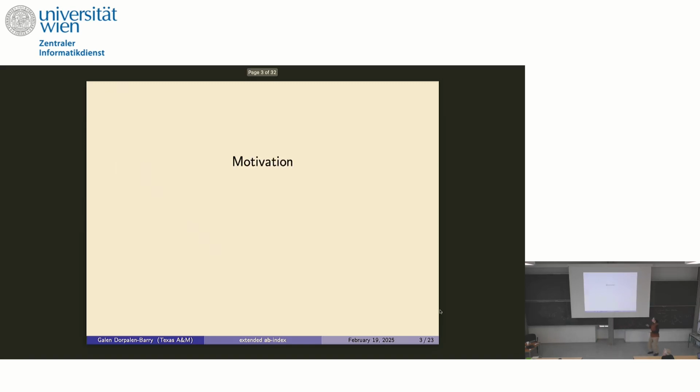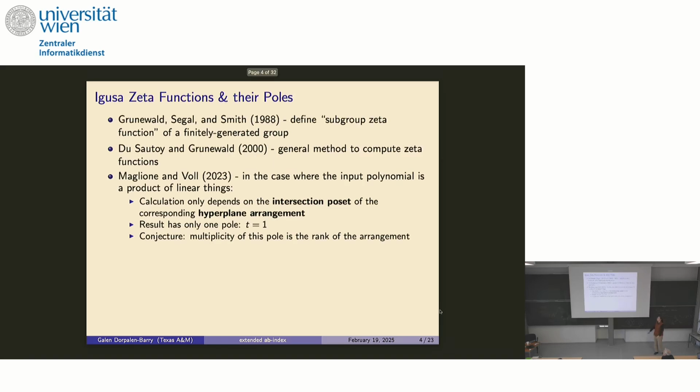So for the motivation section, we're not going to become experts on this particular field, but I want to give you a sense of the kinds of questions that were being asked and the kinds of things that would be a good answer. So in the 80s, these three guys were interested in these things called subgroup zeta functions, sort of like some kind of generating function coming from a finitely generated group. And then a couple of years later, there was some machinery developed to actually compute these things using p-adic integration.